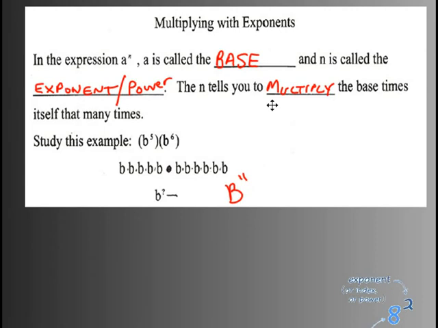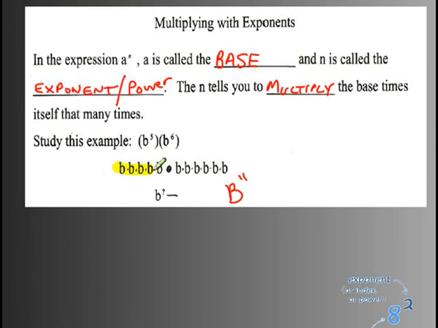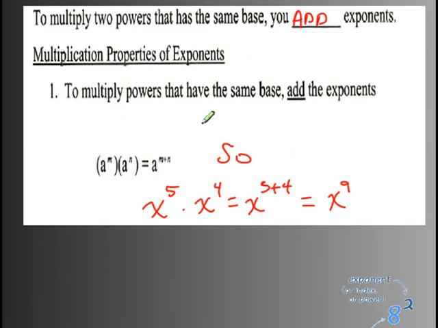If you study this example, b to the 5th and b to the 6th, when I multiply them together, you notice that here is b to the 5th, and this is b to the 6th. I have 11 total b's, so it's b to the 11th. To multiply two powers that have the same base, you just add the exponents.